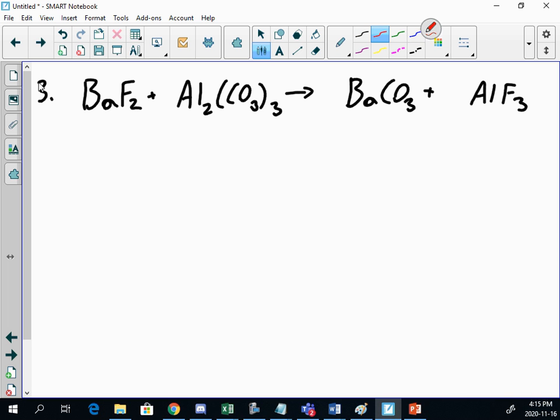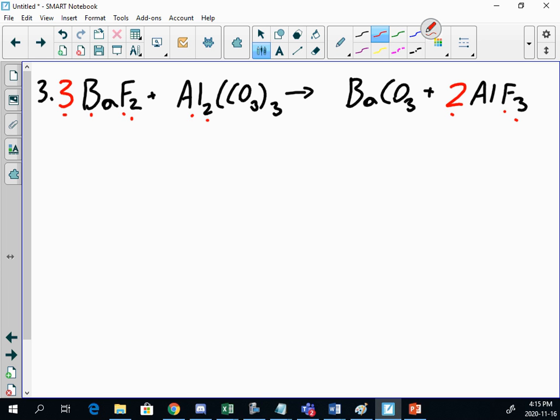Balancing these isn't too bad. We might want to start with the aluminums. I have 2 aluminum on my reactant side, so a 2 coefficient here will give me 2 aluminum on my product side. Then I have a total of 6 fluorine here. So by tripling up over here, I get 6 fluorine there as well.